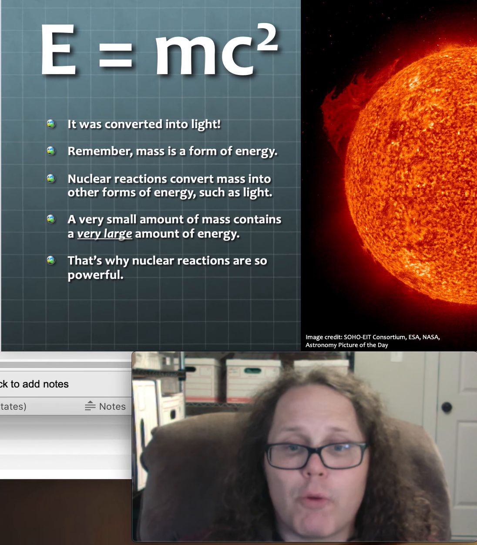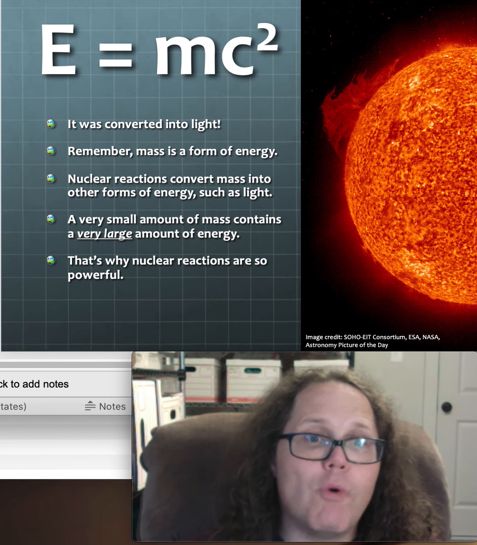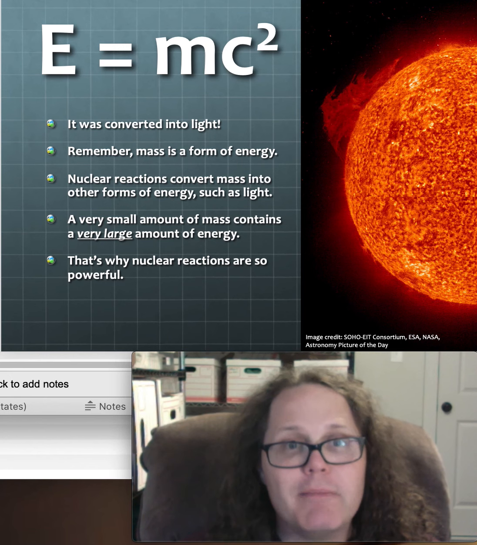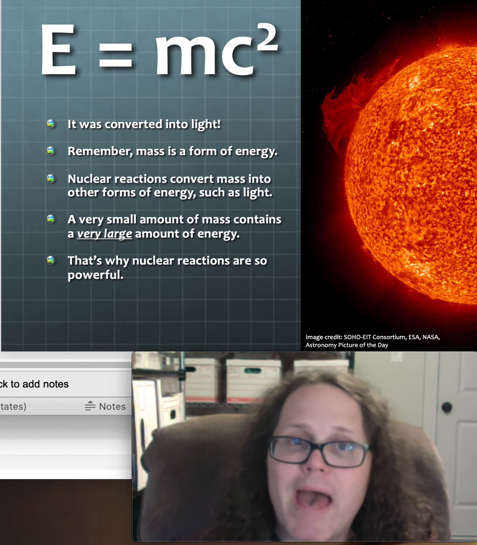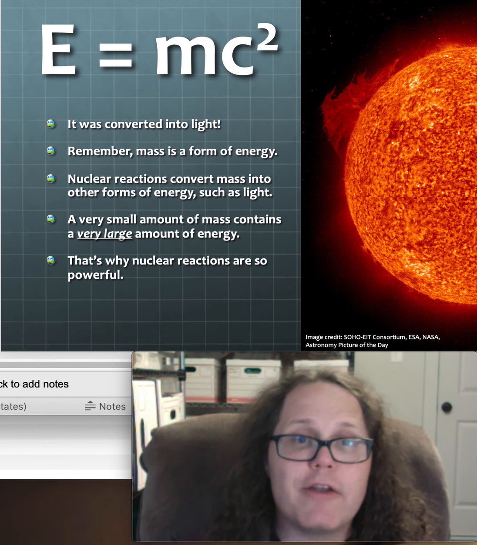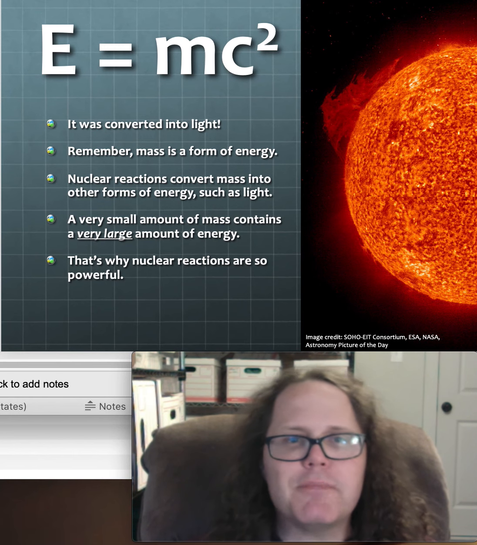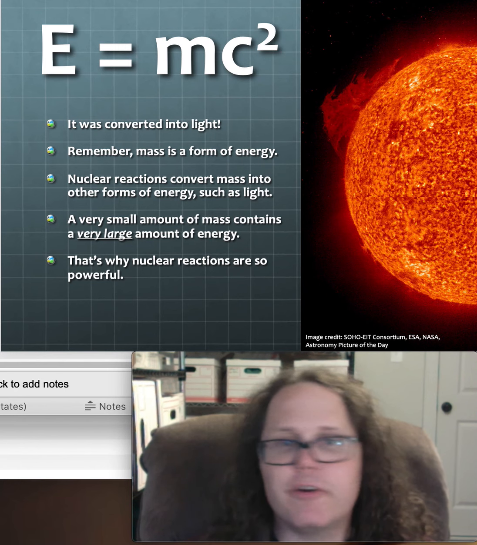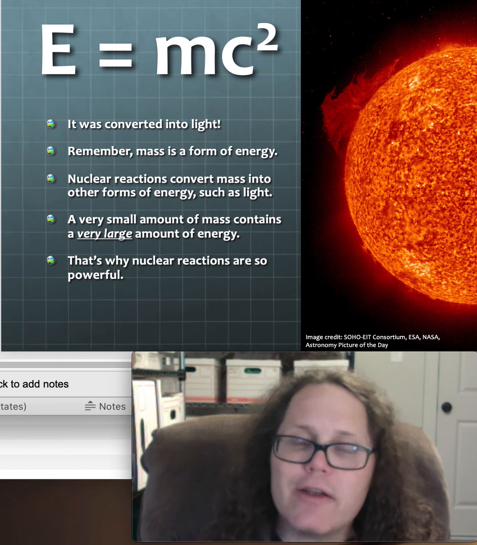Remember that mass is a form of energy, so it can't be destroyed, it can only be converted to other forms. That's what Einstein's famous equation E equals mc squared means. A small amount of mass contains a very large amount of energy. When hydrogen fuses to form helium, a little bit of its mass is converted to other forms of energy, such as gamma rays, very high energy photons. And that energy eventually makes its way out into space as sunlight.